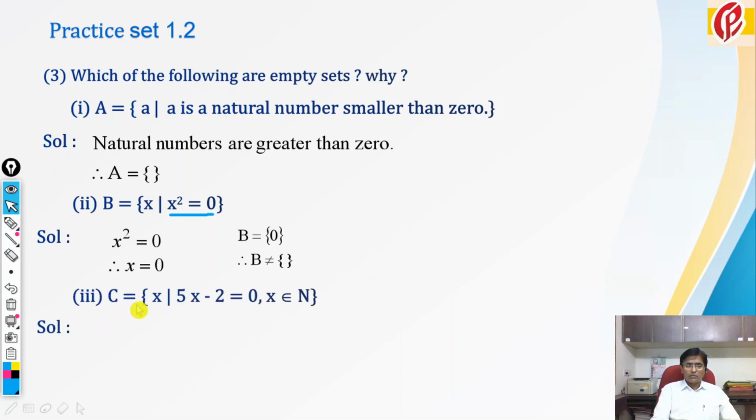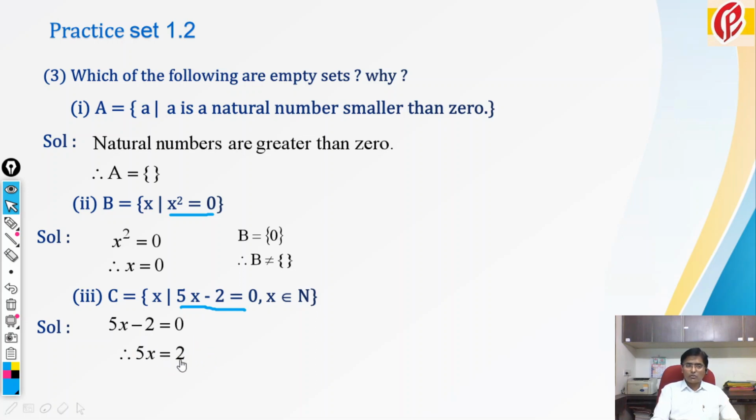Third, C is equal to {x such that 5x minus 2 is equal to 0 and x belongs to N}, means this x should be a natural number. Now this formula is given, we will find the value of x. First we will write the formula, 5x minus 2 is equal to 0. In the next step, 5x is equal to minus 2 will be plus 2.